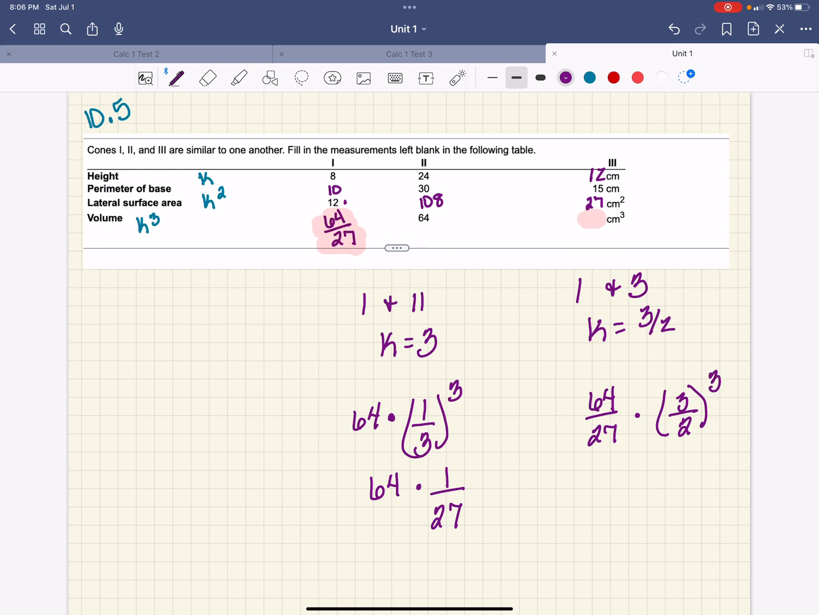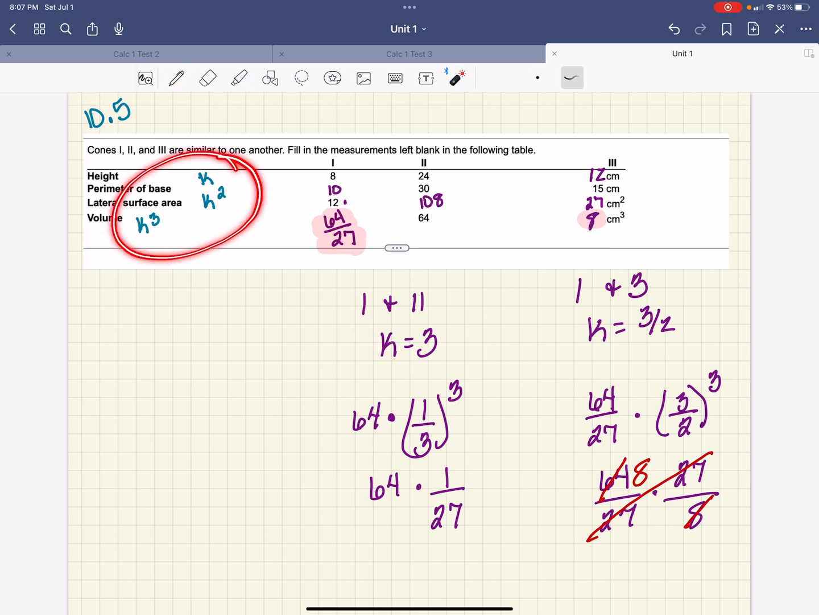Okay, so then I'm going to have 64 over 27 times 3 times 3 times 3 is 27. 2 times 2 times 2 is 8. My 27s cancel. My 8 and 64 cancel, and so I am left with 8. So the big focus that you want to think about right here.